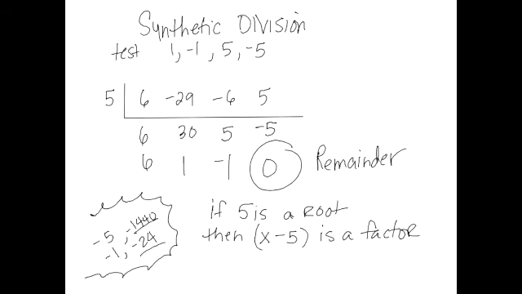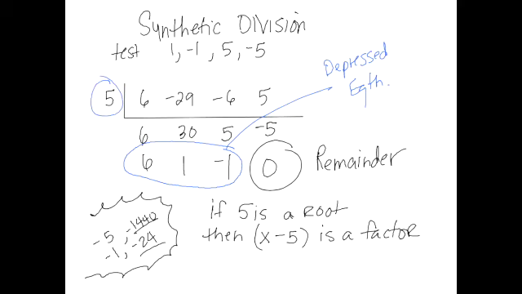The depressed equation comes from your quotient. There's 6, 1, minus 1. This is the depressed equation. The remainder theorem says that if you synthetically divide and you get a remainder of 0, then the number that you divided by, which was 5, is a root. So tell me what the depressed equation is.